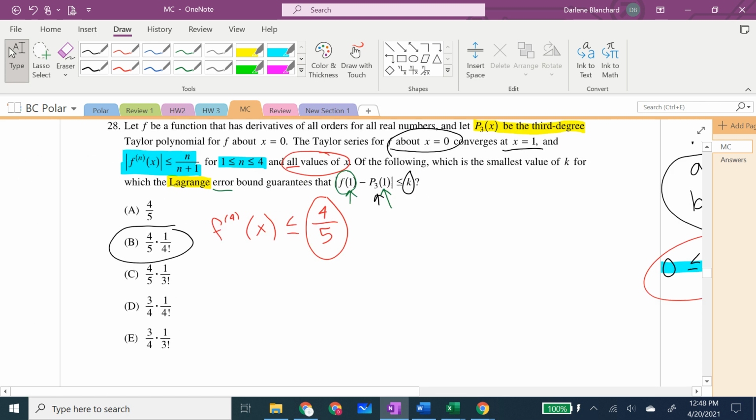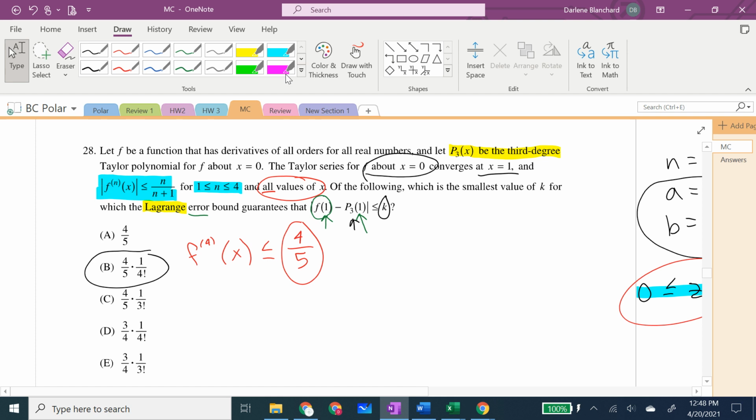Yay! Lagrange isn't so bad, is it? Or we agree to disagree.